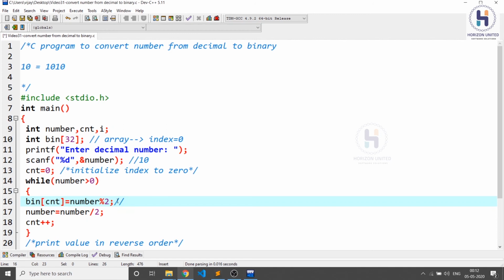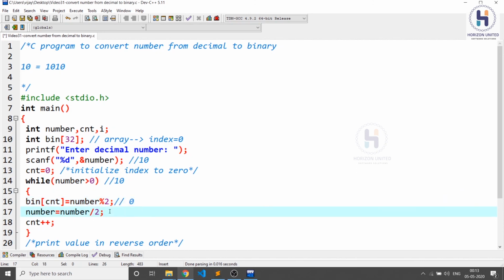Now let's see what the first number is. The first number will be 10. Now 10 modulus 2, what's the remainder that you get? 0, right? In bin of 0, I am going to store 0. That will be the first number that I store. Bin of 0 equals 0. Now I have to update the number, right? So number equals 10 divided by 2, what's the value that you get?